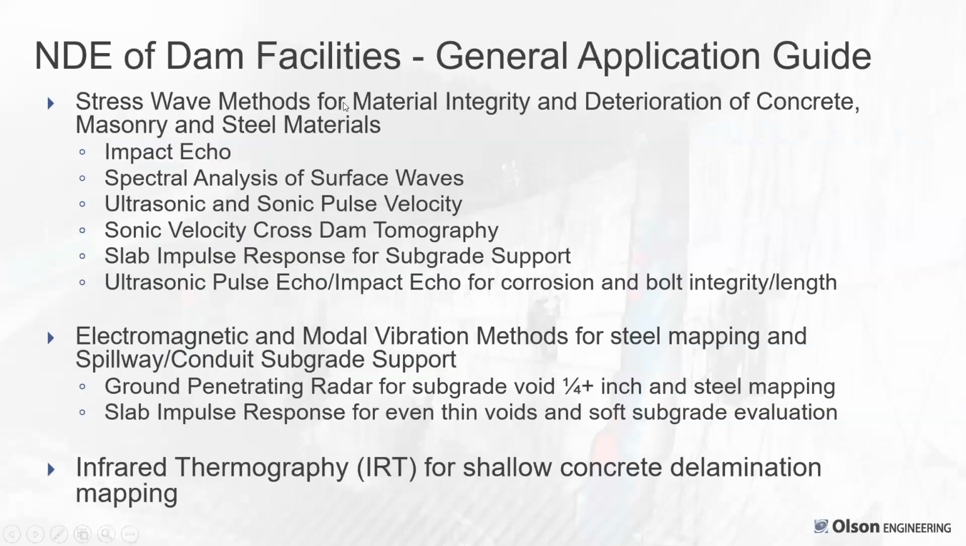So to summarize, the methods are listed here that we've gone over today. A general application guide is given to show on stress wave methods for material integrity and deterioration of concrete, masonry, and steel materials even. Impact echo, surface waves, pulse velocity for tomography, slab impulse response for subgrade support, and ultrasonic pulse echo or impact echo can be done for corrosion and bolt integrity links, which I didn't touch on today. But also we did touch on pulse echo for corrosion. Certainly the GPR and modal vibration methods for mapping out, again, the subgrade support. And finally, infrared thermography for shallow concrete delamination mapping.